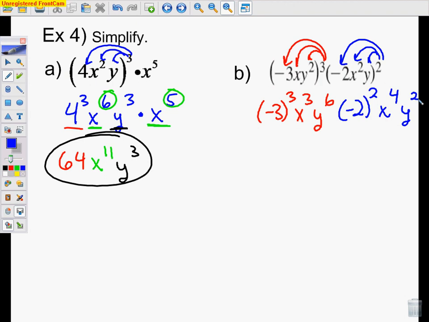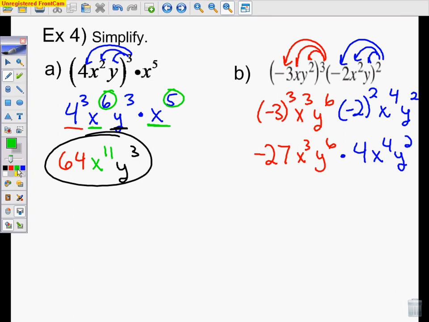Let's just deal with the numbers real quick. Negative 3 to the third, well, we know that that's negative 27. And then I'm just going to drop down everything else, the x to the third and the y to the 6. Negative 2 squared, well, that's positive 4. And then I'm going to drop down my x to the fourth and y squared. Okay, let's go ahead and multiply the things that are similar. Negative 27 times 4, that's negative 108.